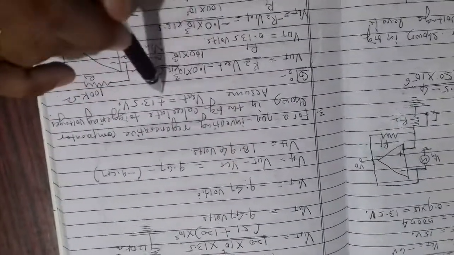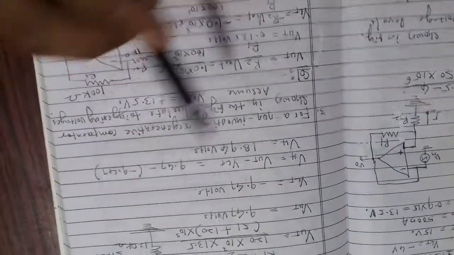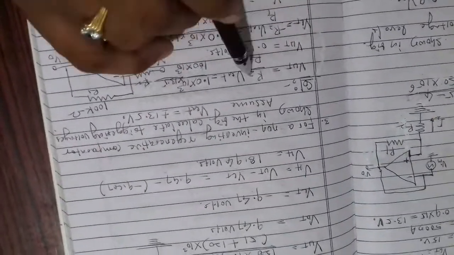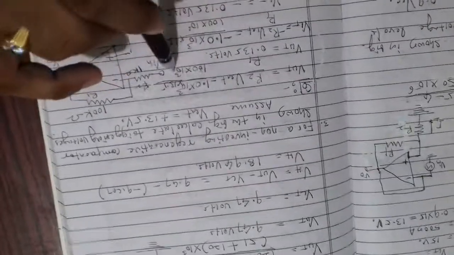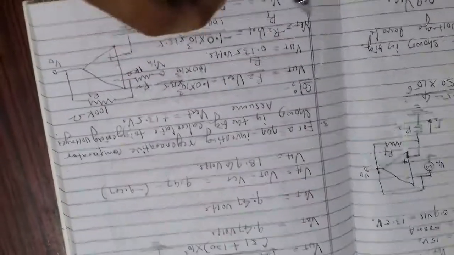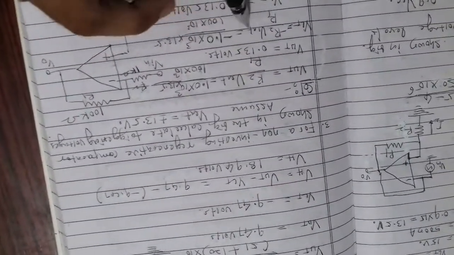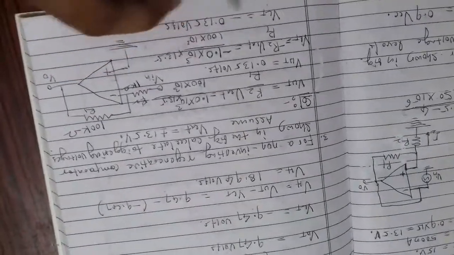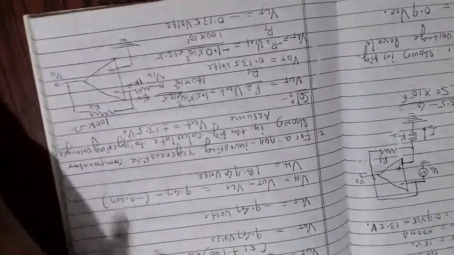For a non-inverting regenerative comparator shown in the figure, calculate triggering voltages. Assume saturation voltage is equal to plus or minus 13.5 volts. Upper threshold voltage is R2 upon R1 times V saturation. Lower threshold voltage is minus R2 upon R1 times V saturation. Lower threshold is minus 0.135 volts.